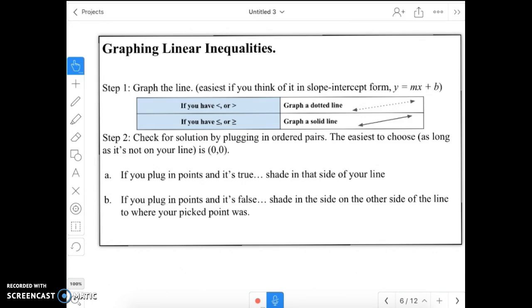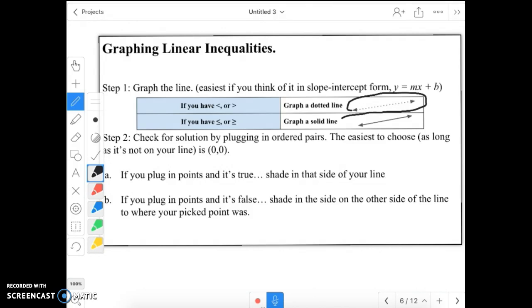Second of all, when we're graphing inequalities, we have some different stipulations based on the symbol that they give us. Now, if we have less than or greater than, you can see we have this dotted line. And if we have less than or equal to or greater than or equal to, then we use a solid line. So we will always have to check for that. It's probably one of the first things we look at when we're dealing with these kinds of problems.